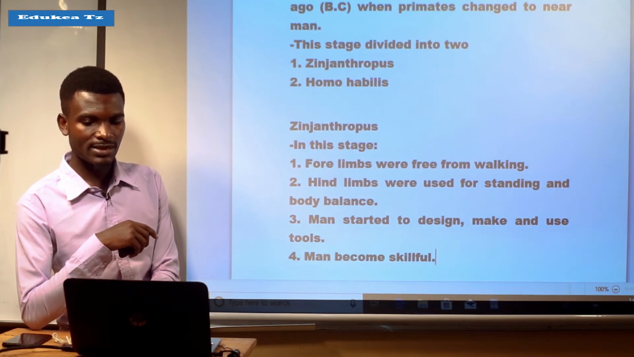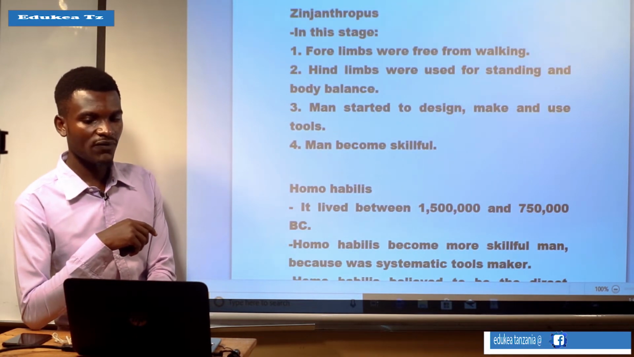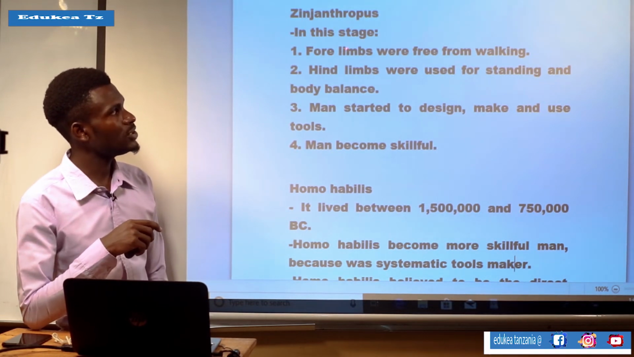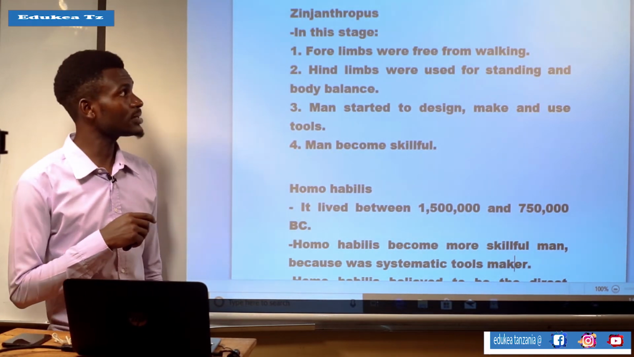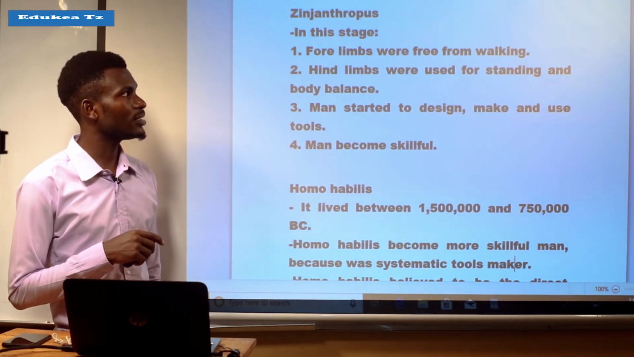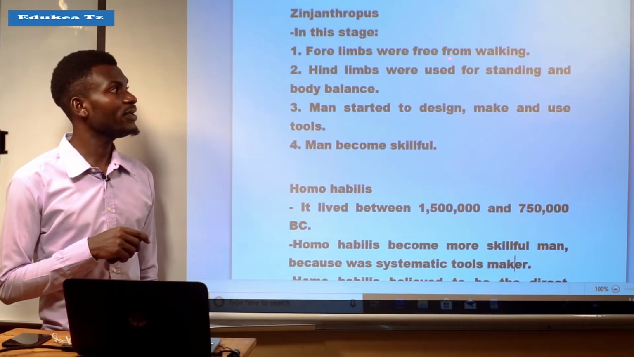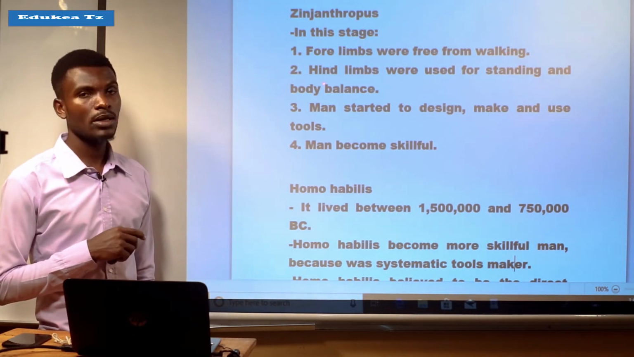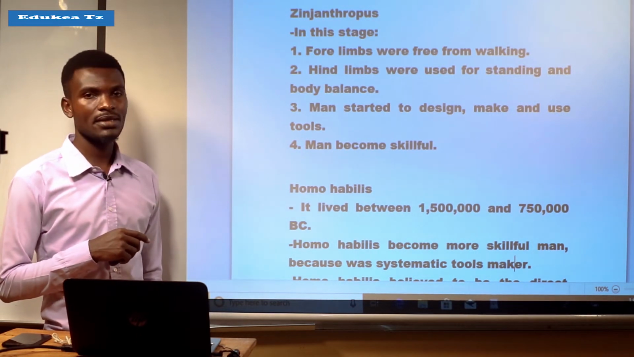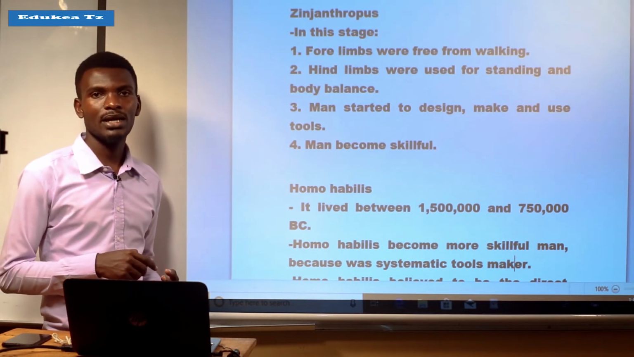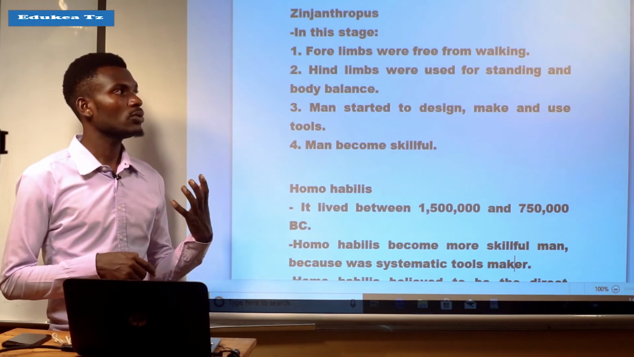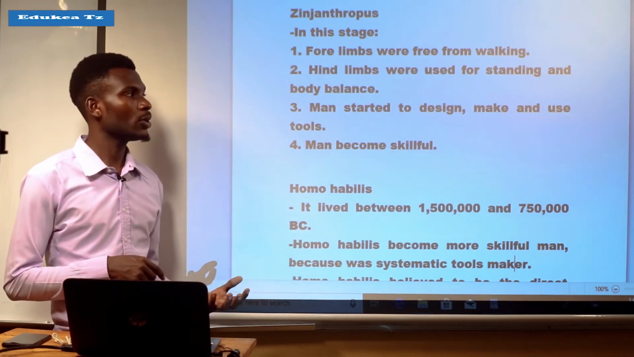Let us see the first category of the Australopithecus African family, Zinjanthropus. In this stage, the first thing is that the forelimbs were free from walking. The second one, the hind limbs were used for standing and balance of the body.